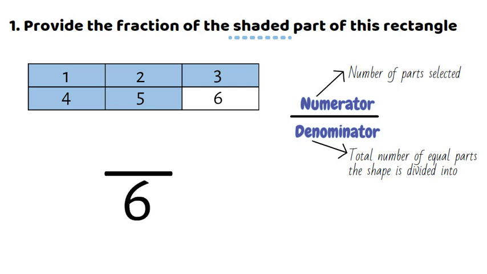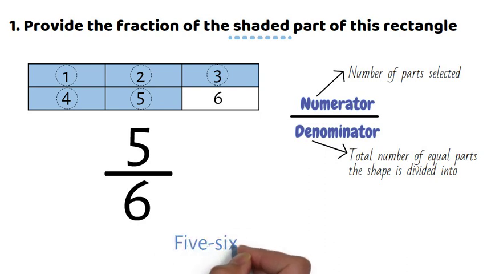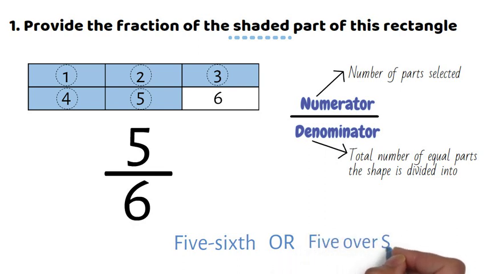The number of parts that have been shaded in blue are 1, 2, 3, 4, 5. So the numerator would be 5. The fraction of the rectangle that has been shaded is therefore 5/6.